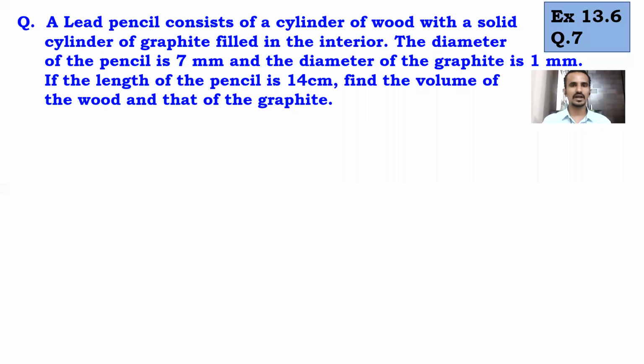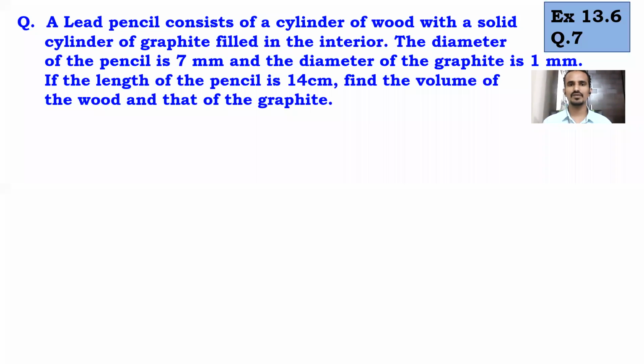We have to calculate the volume of both wood and graphite. Now in the previous question we calculated the volume of the pipe. With the same logic, we can calculate the volume of the wood, because when you see wood, it is not completely made up of wood. The wood is going to be hollow, because there is wood and inside there is graphite also.